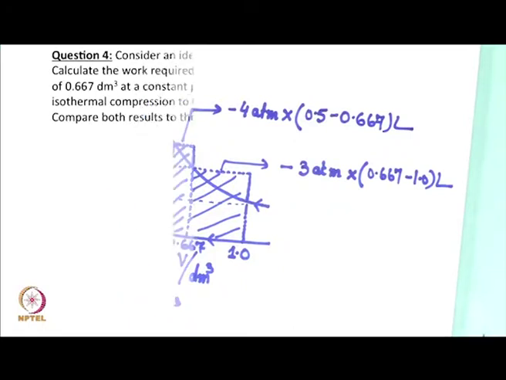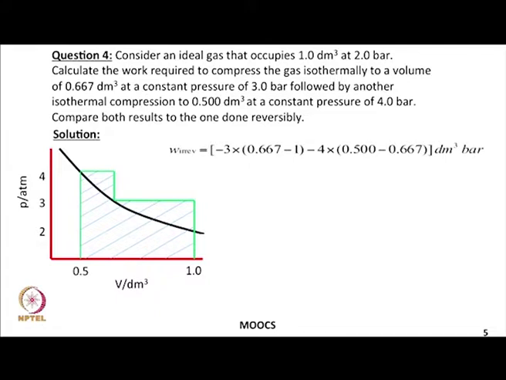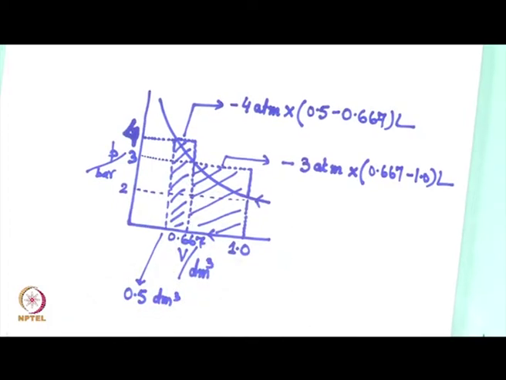Let us take a look at the slide now. The total irreversible work done by the method that I just described, after converting the decimeter cube into liter, 1 liter bar is equal to 100 joules, and this solves to W equal to 167 joules. So, this work plus this work, when you add these two areas, gives you a value of 167 joule.